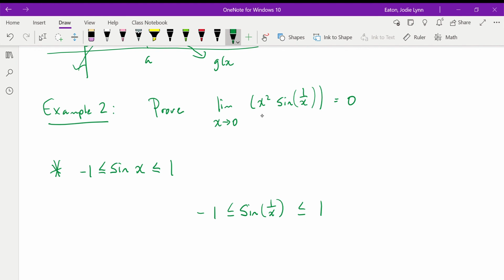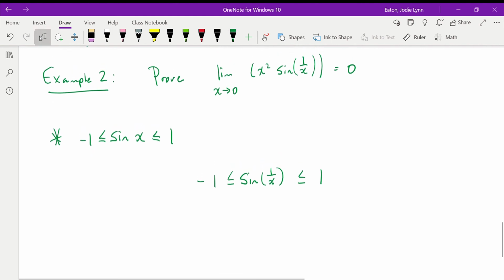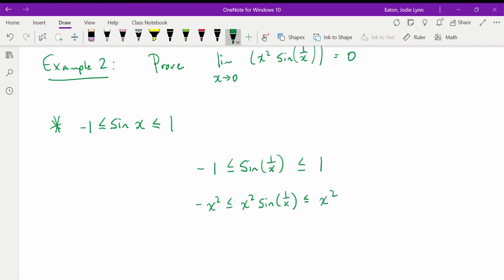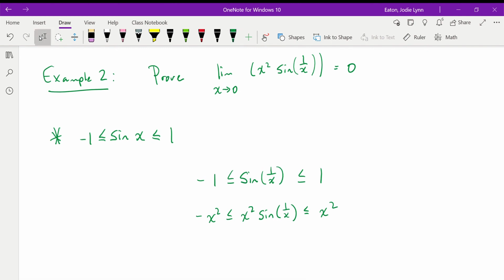So I'm going to multiply all of my inequalities by x squared. I can do that because x squared is always positive, so it's not going to change the direction of my inequality sign. So this is the same as negative x squared is less than or equal to x squared sine 1 over x, which is less than or equal to x squared. Okay? So now I have established the first part of my theorem.